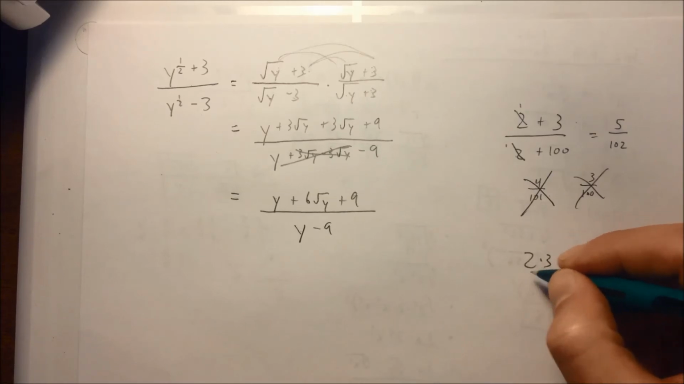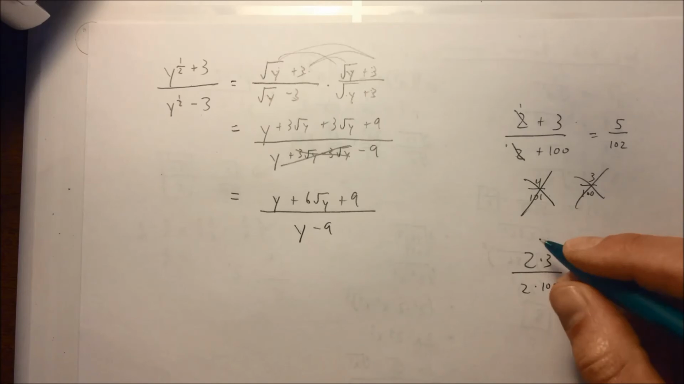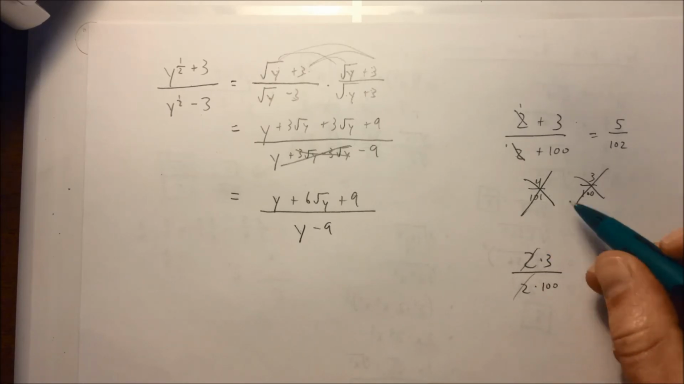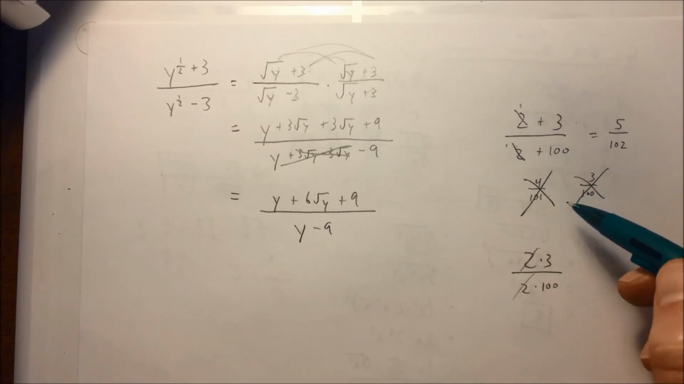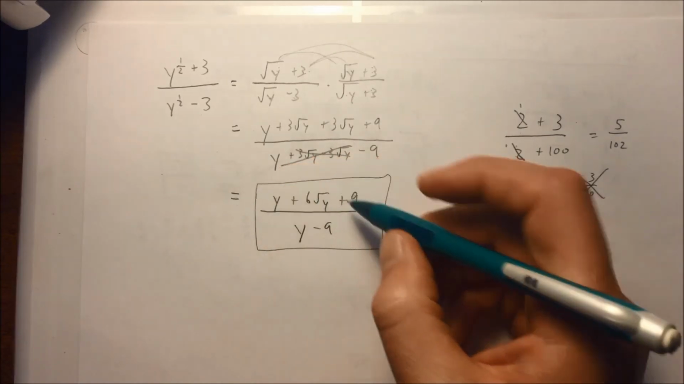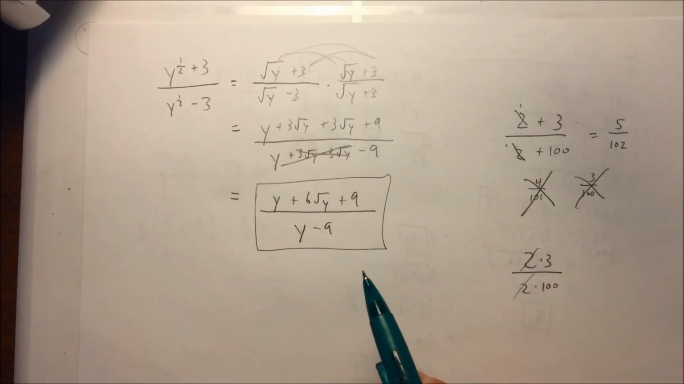If it were 2 times 3 over 2 times 100, can I cancel out the 2's? Yes, I can, because those are being multiplied. But can I do it if I'm adding them together? Clearly not. So, this is our final answer here. Nothing more to simplify. I can't cancel out the y's. I can't cancel out the 9's. Nothing else. Stop right there.